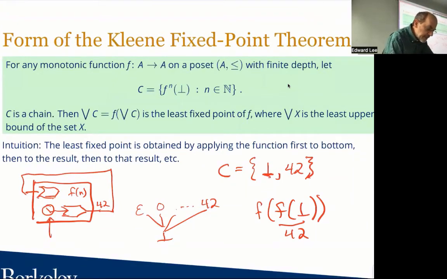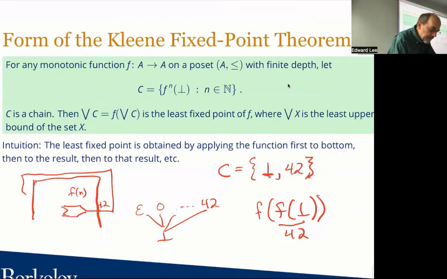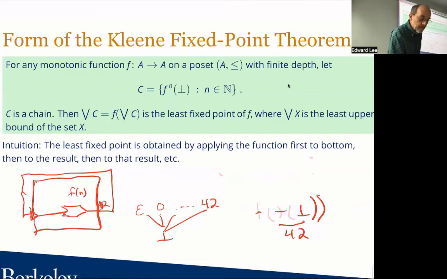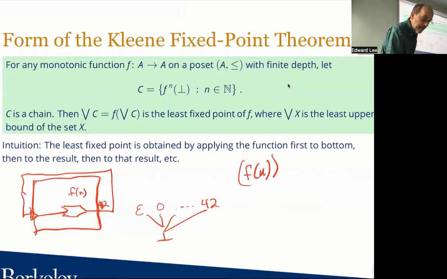Let's take a slightly nastier example. Suppose that I have a Lingua Franca program that looks like this. I have a reactor that wants to produce the number 42, but it's triggered by the input, and I've put it into a feedback loop. So let's redo our analysis. For this particular reactor, what is f of n of bottom?